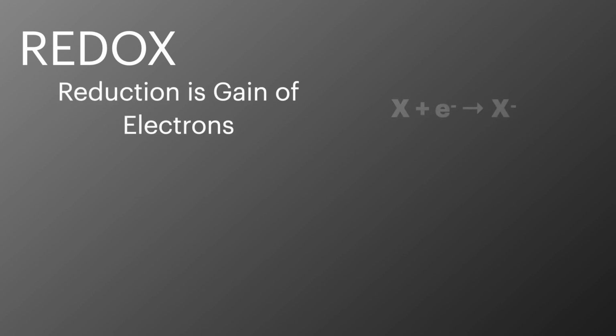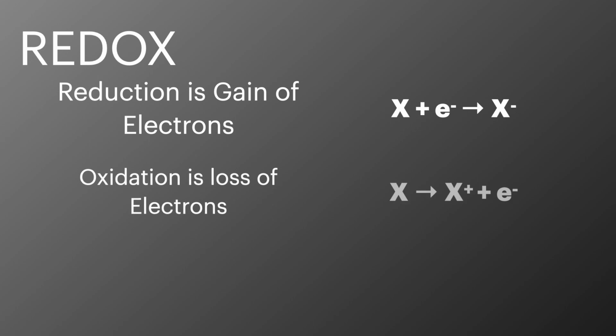So the first thing we're going to do is remind ourselves about redox. Reduction is the gain of electrons, and here we're showing it with X plus an electron makes X minus. Oxidation is the loss of electrons, and here we've got X losing an electron to become X plus an electron. If you find that difficult to remember, we've always got the OIL RIG mnemonic, which helps us remember that oxidation is loss, reduction is gain.